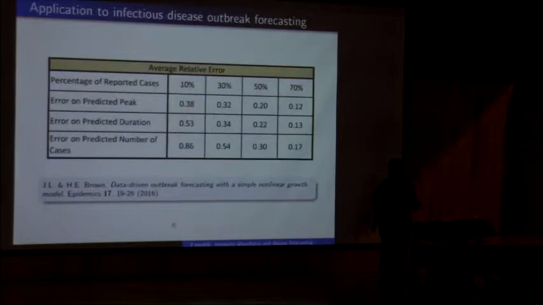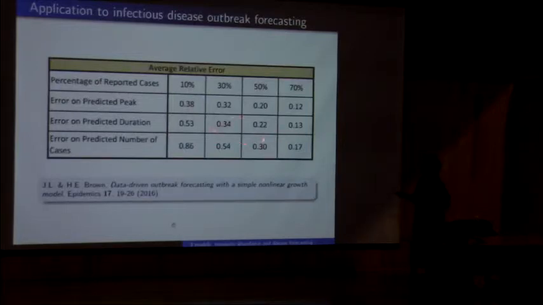This is just a table to illustrate. We used 9 diseases and tried to make predictions on when the peak of the disease would occur, what the duration of the disease would be, and what the total number of cases would be. And this is described as a function of the percentage of the final number of cases that had been reported. So at the very beginning, you get a very large error, but as time goes on, the error decreases. But one thing I want to point out is that even at 30% here, the error is big, but it's not like 0.01, right?